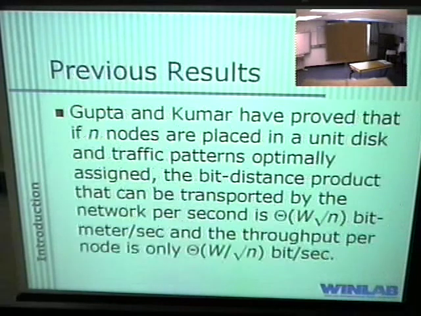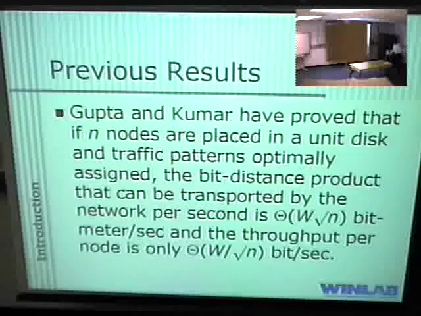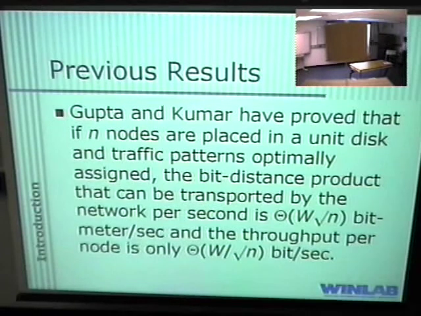So this is the result that I was referring to earlier, the paper by Gupta and Kumar. They show that the throughput per node is of the order of W by square root of n, where W is the transmission rate of each node over the wireless channel. Now, I'd like to point out an important term here, which is that the traffic patterns are assumed to be optimally assigned. This seemingly innocent term encompasses a large number of assumptions which might not be very realistic.